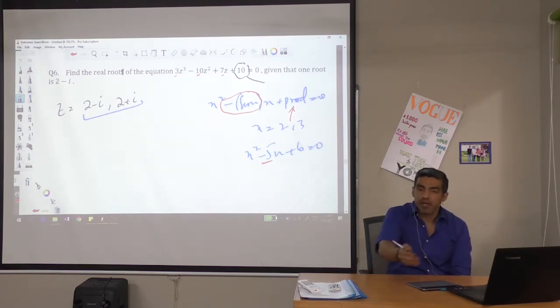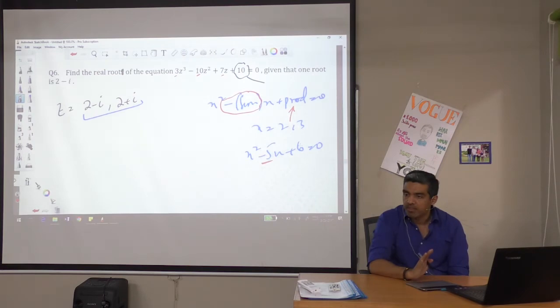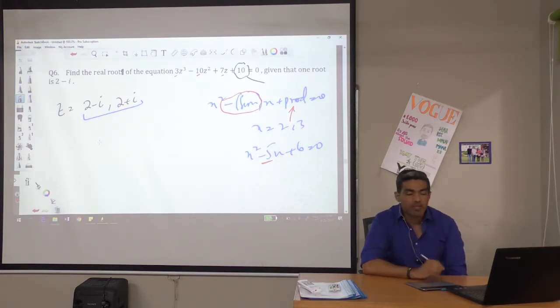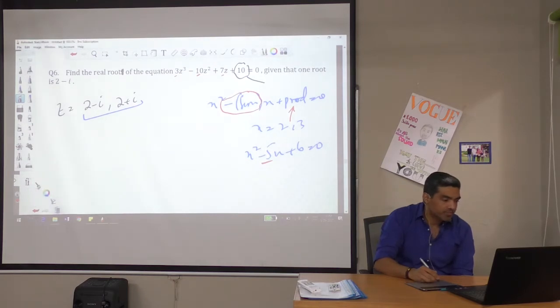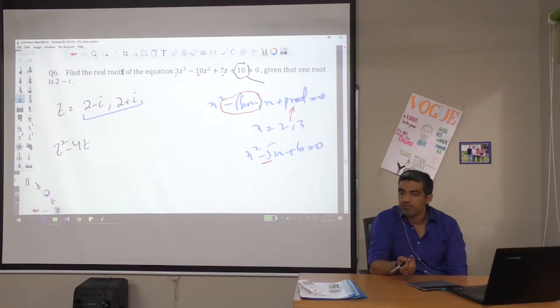Because you only deal with quadratics, you just need to know how to handle quadratics. So you can use this to directly get the quadratic factor out. What is the sum of the roots here? The sum of the roots is plus 4. So the coefficient of z would be minus 4. I'm finding the quadratic factor, so it has to be in the z squared form. So z squared minus 4z plus, what do you think is the product of this?